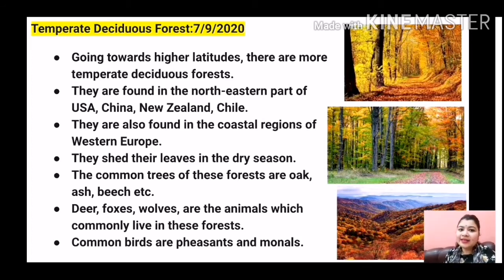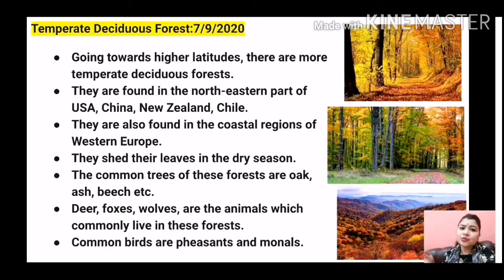They shed their leaves in the dry season, okay, like the tropical deciduous forest. Remember, they shed their leaves in the dry season to conserve water. Here also the same thing happens. In temperate deciduous forest, the trees used to shed their leaves in the dry season. The common trees are oak, ash, beech, etc.